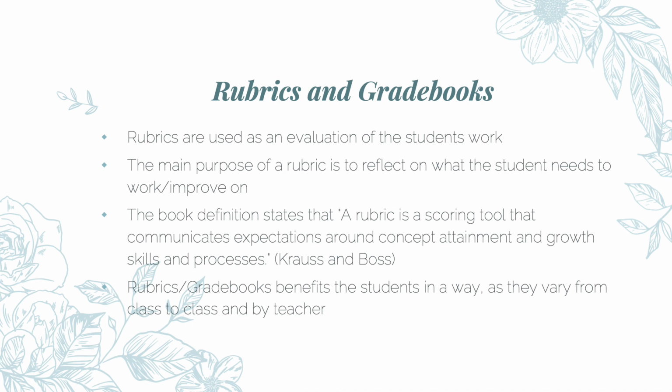The first main idea of Chapter 5 was rubrics and gradebooks. Rubrics are typically used as an evaluation of the student's work, and the book definition states that a rubric is a scoring tool that communicates expectations and concept attainment in growth skills and processes. And the main purpose of a rubric is that it reflects on what the student needs to work and improve on. And the benefits of rubrics and gradebooks is that, as for the students, it varies for them from class to class and by teacher.